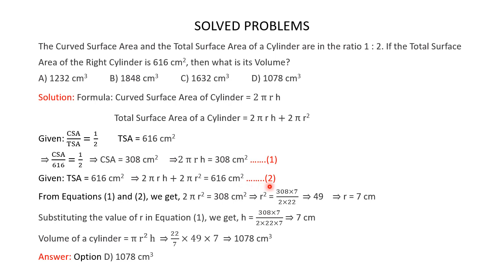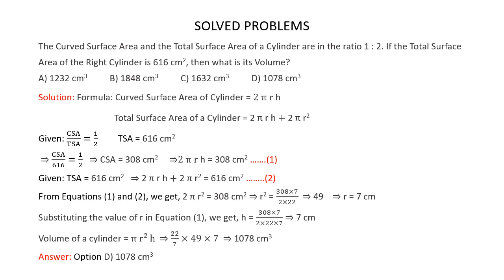This is equation 2. Now from equations 1 and 2, we get 2 pi r squared is equal to 308 centimeter squared. On solving this, we get r is equal to 7 centimeters. Now substituting the value of r in equation 1, we get h is equal to 308 multiplied by 7 divided by 2 multiplied by 22 multiplied by 7. On solving this, we get h is equal to 7 centimeters.